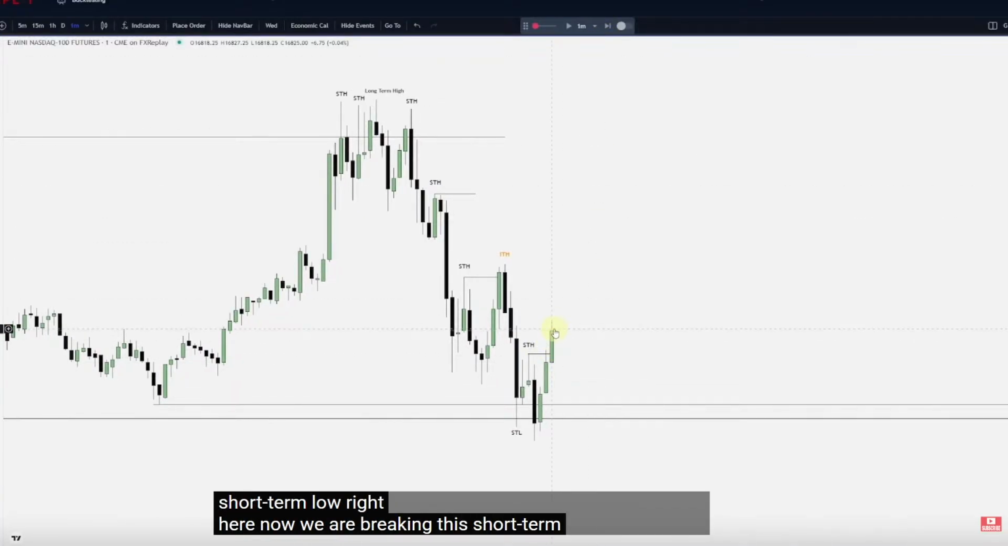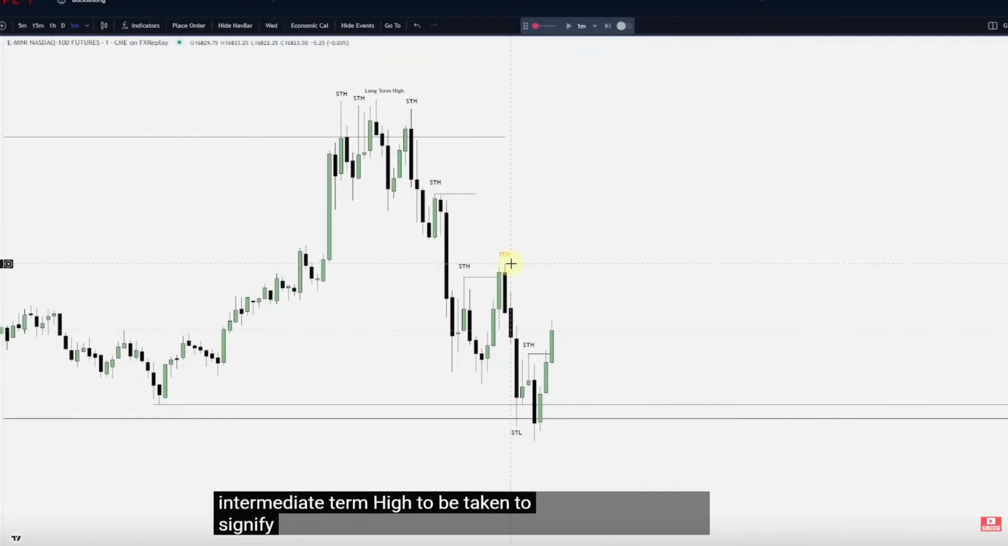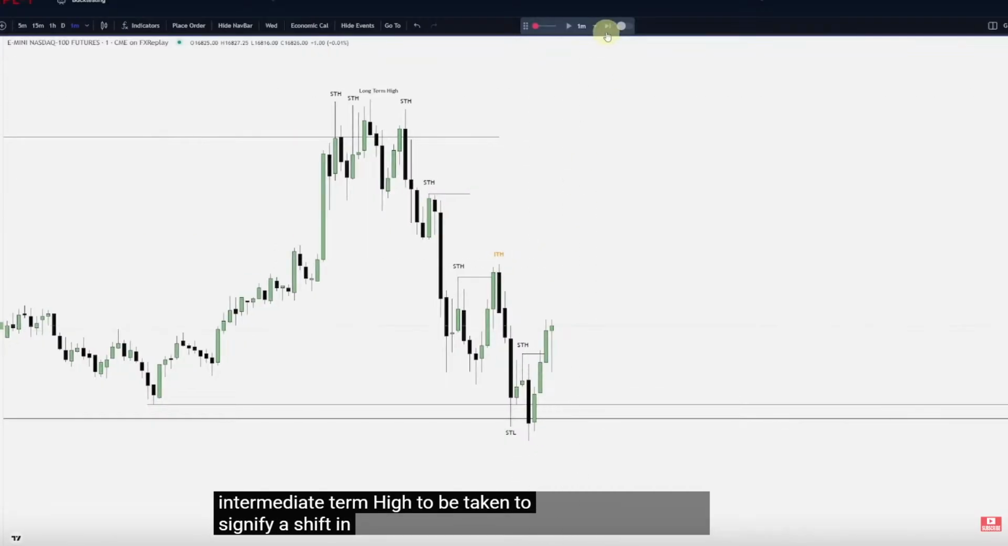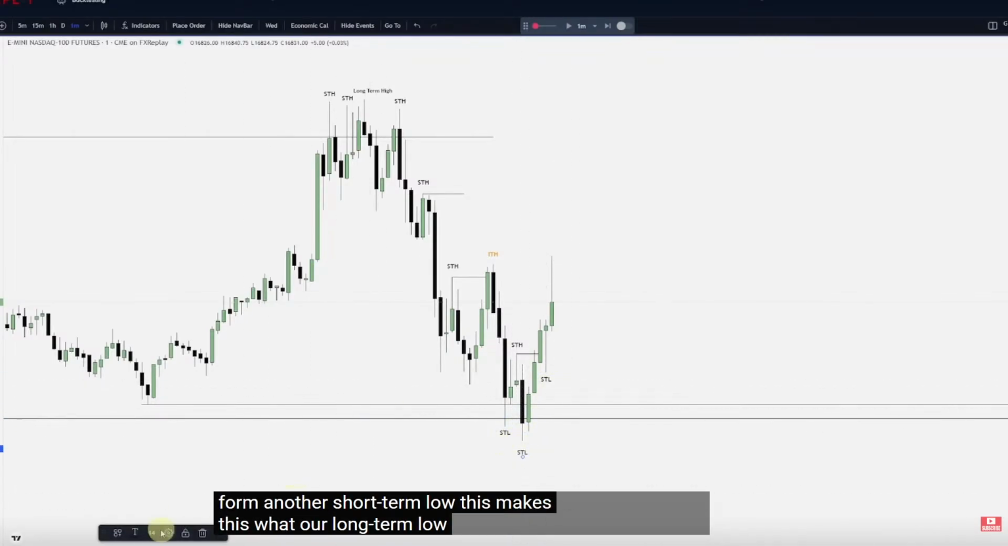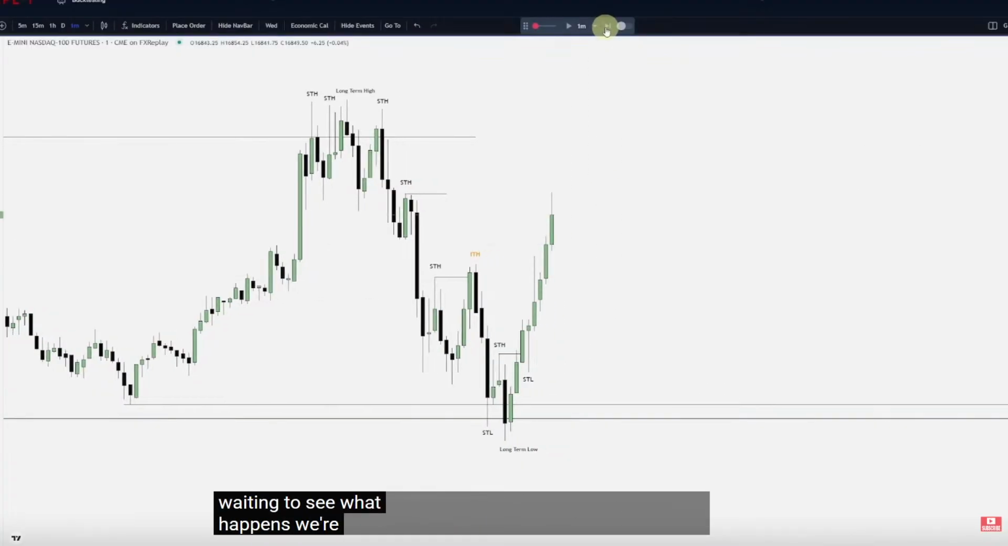Now we are breaking this short-term high. Now this could be considered our market structure shift or break, but a lot of times I like to look for the intermediate term high to be taken to signify a shift in structure. So here you can see we now form another short-term low. This makes this what? Our long-term low. Now I'm waiting to see what happens. We're moving higher.